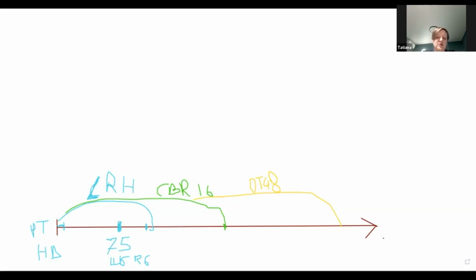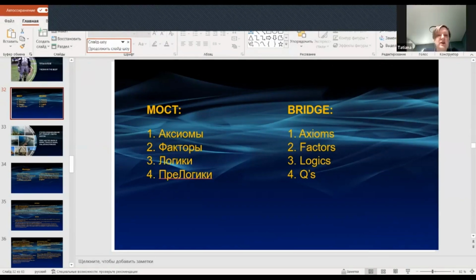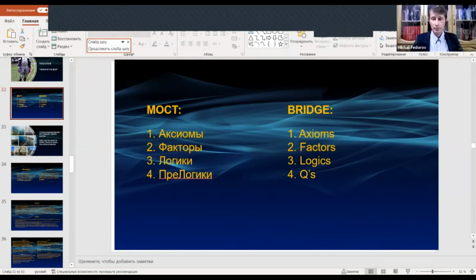This part of the bridge deals with the axioms and the factors and logics and cues, pre-logics. Ideally, a bridge must work with axioms and factors and logics and cues. And this is what's included in Captain Bill's bridge up to OT48.